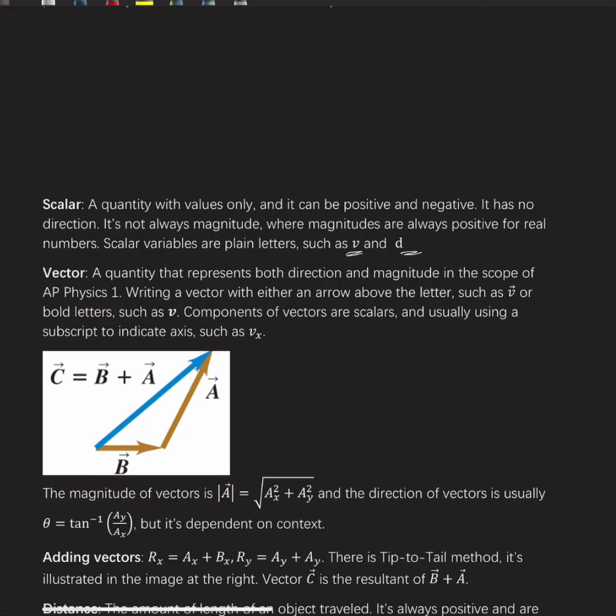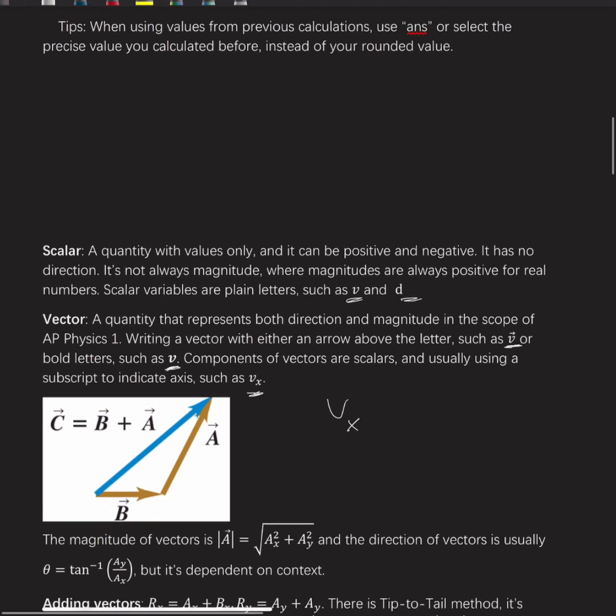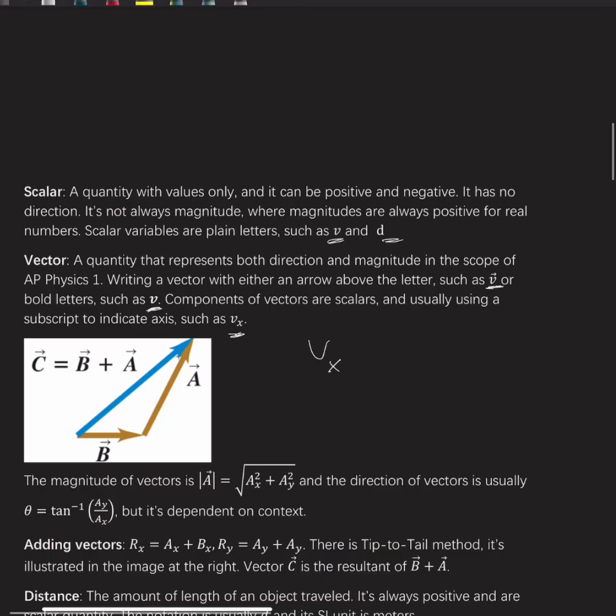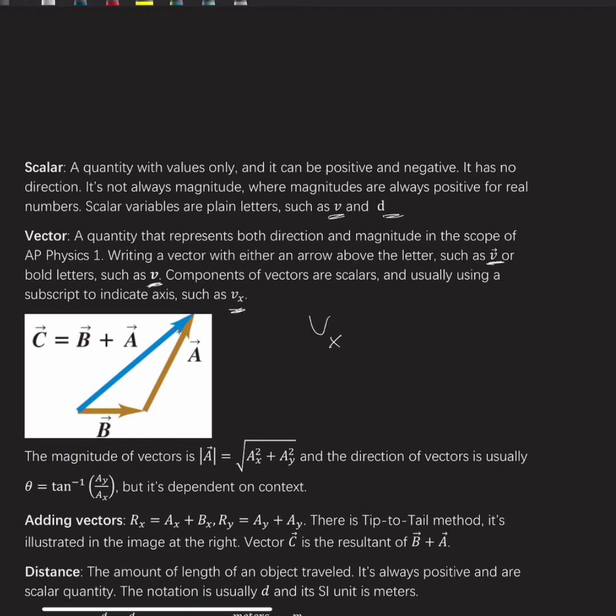And vectors are quantities that represent both direction and magnitude in the scope of AP Physics 1. Write a vector with either an arrow above the letter, such as V with this arrow symbol above, or a bold letter, such as V right here. Components of vectors are scalars, and use a subscript to indicate the axis, as V sub x. See here, V sub x, you do not need the vector arrow because it's a scalar. And the only real difference between a vector and a scalar is that vectors have direction.